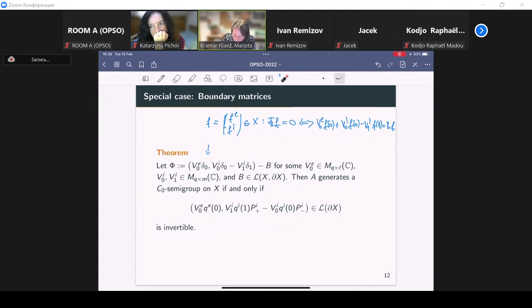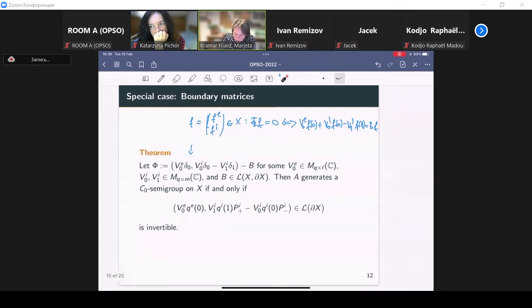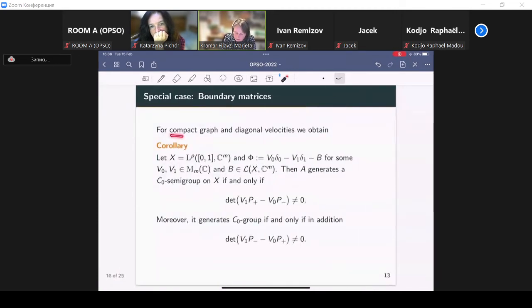To be even more simple, we can also go to compact graphs, and we can assume that our velocities are diagonal. So what does this mean? Compact graph means that actually this L is 0. We don't have any semi-axis, we just have compact intervals. And diagonal means that these Qs are identities. So this our C is diagonal, so Q is identity.